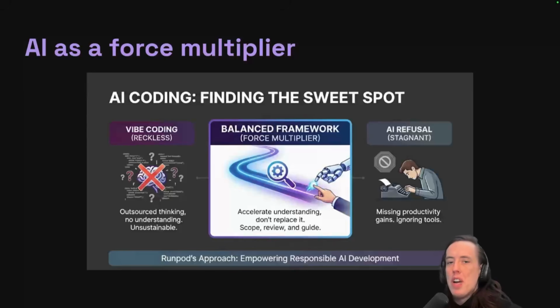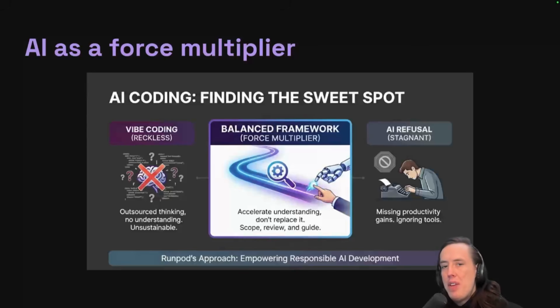So on one end, you've got what critics call vibe coding, where developers just spam prompts, accept whatever the AI generates, and end up with a code base they fundamentally don't understand. And that's a person who ships code to production without being able to explain what any of it does, who can't debug things when they break, and who's essentially outsourced their thinking to an algorithm. That's reckless and not particularly sustainable.